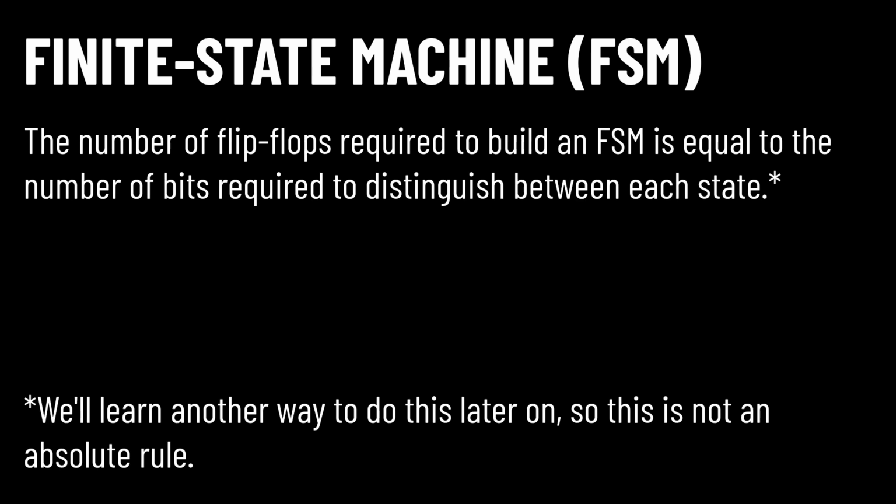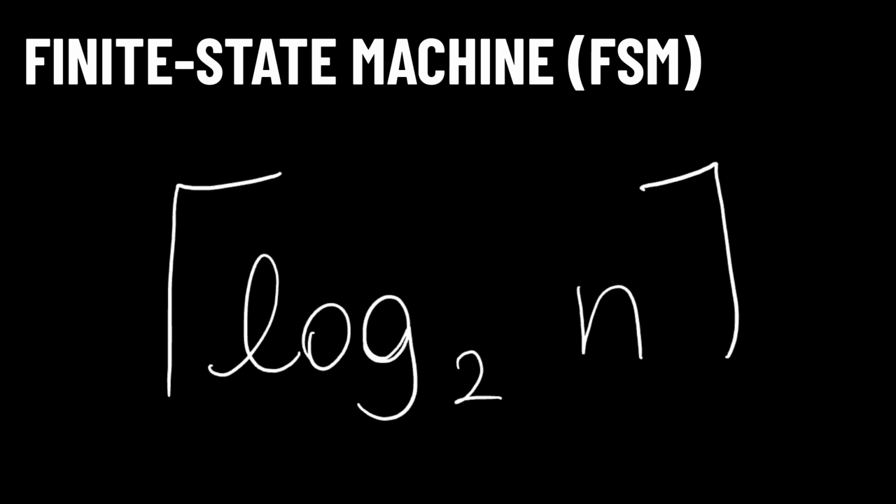The number of flip-flops required in a typical finite-state machine circuit is equal to the number of bits required to represent the number of states. A finite-state machine with 4 states would require 2 flip-flops to implement. A finite-state machine with 10 states would require 4 flip-flops. If there are n states in a finite-state machine, then the number of flip-flops required is the ceiling of the log base 2 of n.